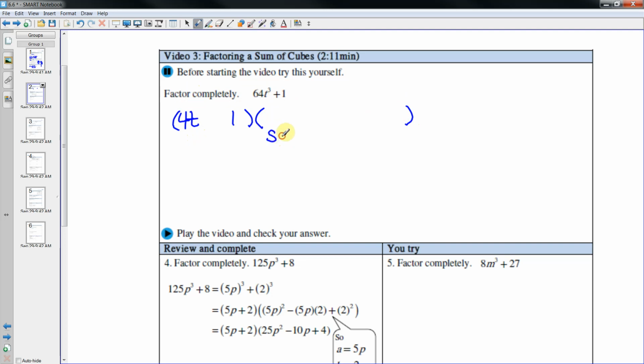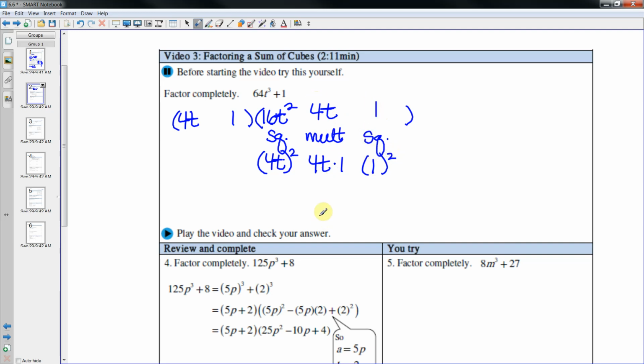So now I'm going to square, multiply, square. So I'm going to take 4t and I'm going to square it. You've got to square the 4 and the t, so that would give me 16t squared. You're going to multiply these two together. 4t times 1 gives me 4t. You're going to square the last term, which is a 1 this time, so 1 squared is 1.